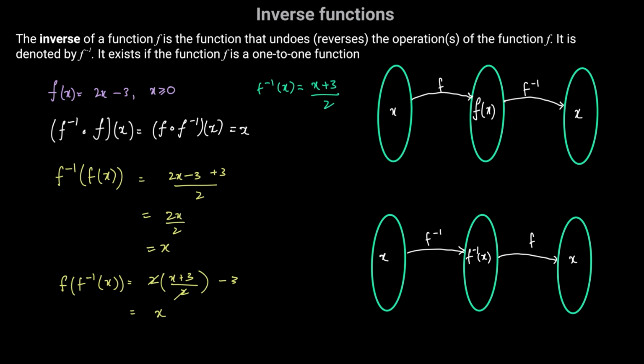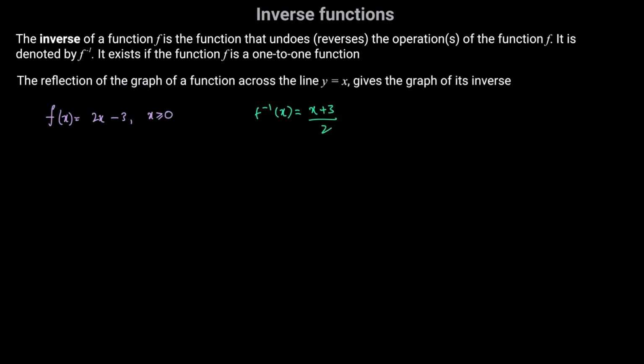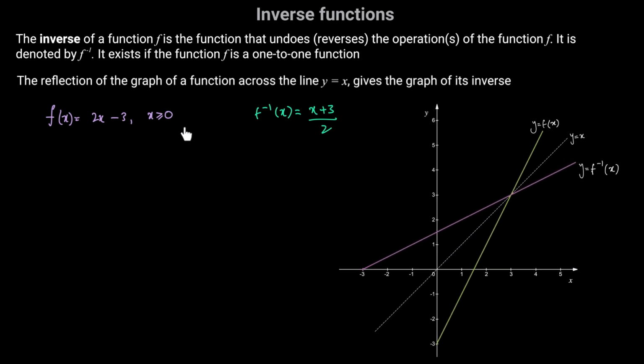Now the last question over here is, how do we represent a function and its inverse graphically? In other words, what is the graphical relationship between a function and its inverse? Well, we have the following property for inverse functions. We can say the reflection of the graph of a function across the line y is equal to x gives the graph of its inverse. So here we can see the graph for y is equal to f of x, that is the line y is equal to 2x minus 3, and if we reflect this line across the line y is equal to x, we get the graph for y is equal to f inverse of x. In other words, we get the line y is equal to (x plus 3) divided by 2.